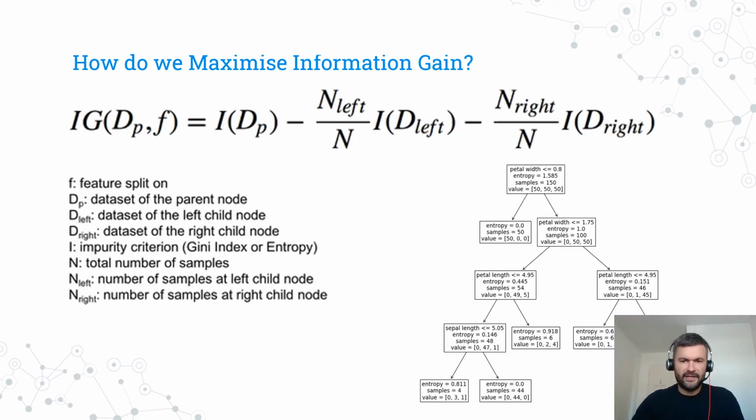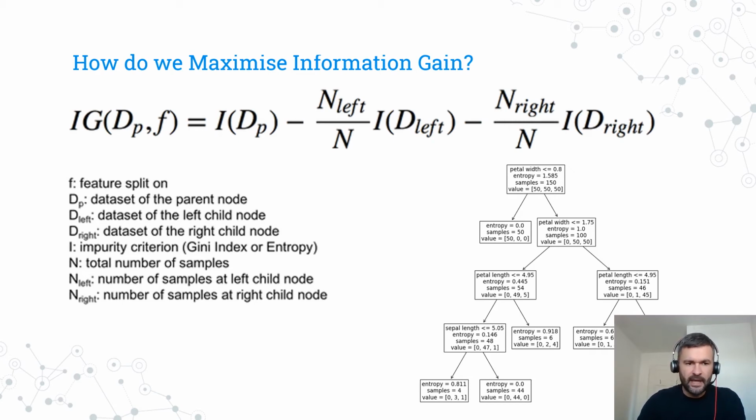So how do we maximize information gain? In order to split the nodes at the most informative attributes, we need to define an objective function that we want to optimize through the decision tree algorithm. Now, the objective function is the equation you can see on this slide. f is the feature to perform the split. Dp, Dleft, and Dright are the data sets of the parent and child nodes. I is the impurity criterion. N is the total number of samples at the decision or parent node. N left and N right are the number of samples within the child nodes.